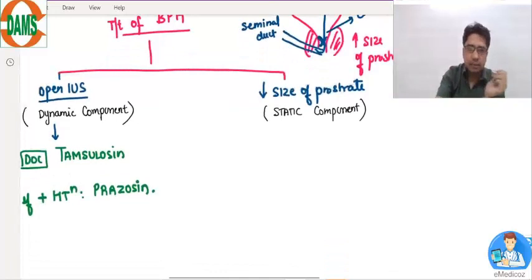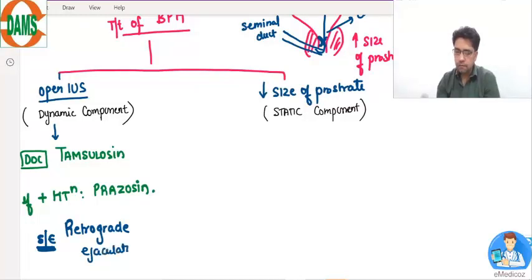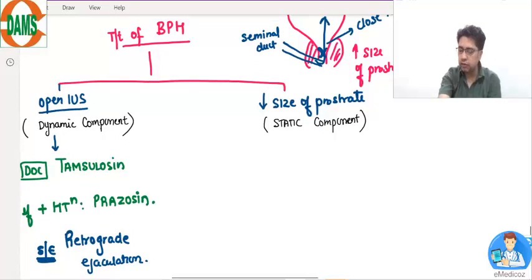The side effect of these drugs in BPH is retrograde ejaculation. Tamsulosin is an alpha 1A blocker, so it will lead to retrograde ejaculation. I hope it's clear to you.